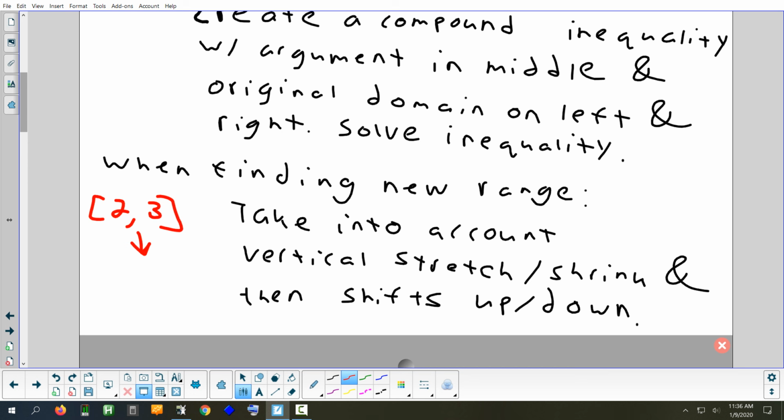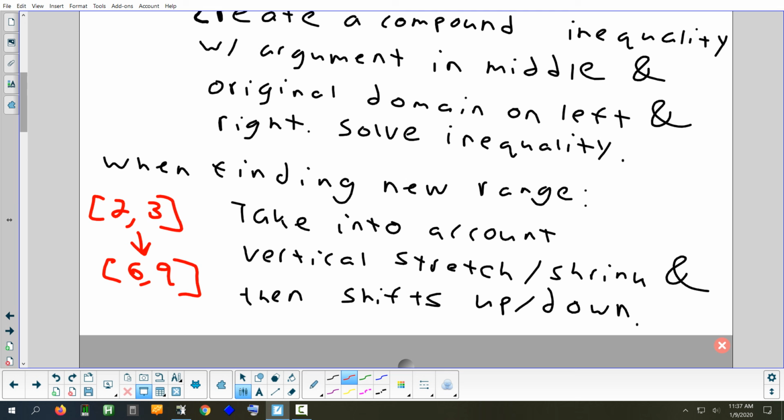If we're going to do a vertical stretch by a factor of 3, the numbers are going to get bigger, but both numbers are going to get bigger. If you stretch it by a factor of 3, your new range is from 6 to 9.